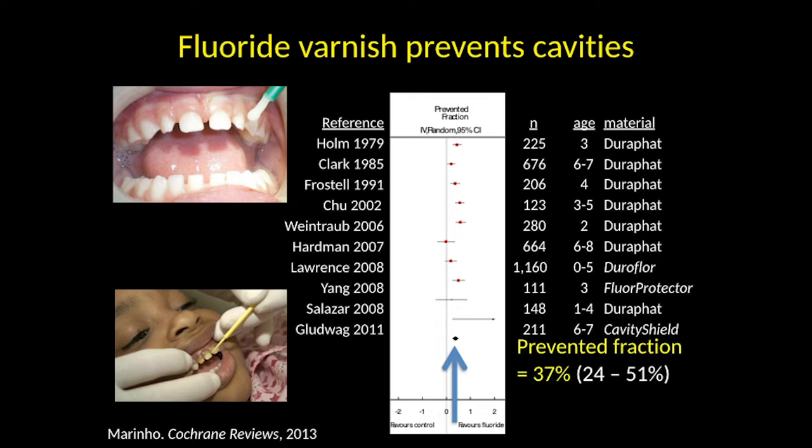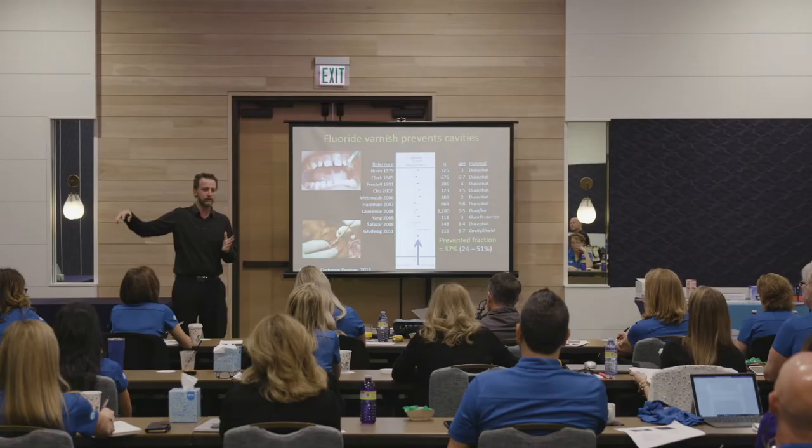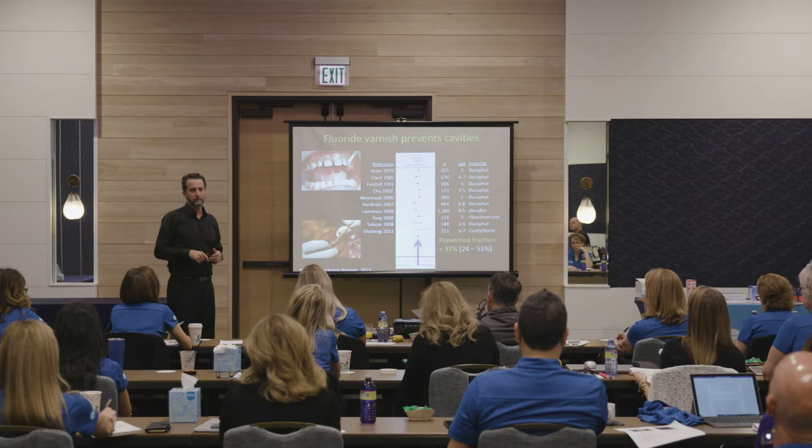37% prevented fraction. So it's that same, I was going to get 5 cavities, now I only get 3. Maybe the cavities are smaller too. So it does have an effect. You're getting fewer cavities, you're strengthening the tooth, and there seems to be this same kind of saturation point. Once you get enough fluoride going on, you don't need more. So it works. Folks are putting it on 4 times per year for higher risk patients, 2 times per year for medium risk, moderate risk patients.